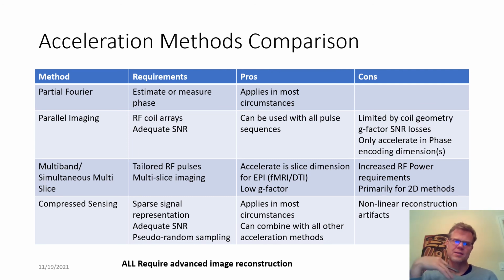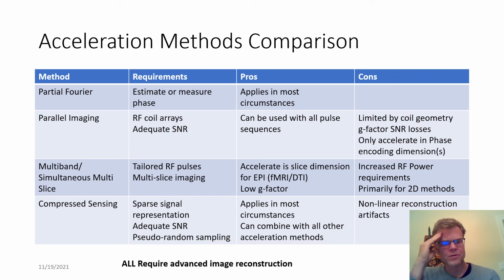We need to add these special tailored RF pulses, and it's going to be applied to 2D or multi-slice methods. And it adds the ability in these 2D methods to actually accelerate with a low G factor in the slice dimension, particularly when using the blipped CAIPIRINHA sampling. But the cons are this increased demand on the RF pulses.